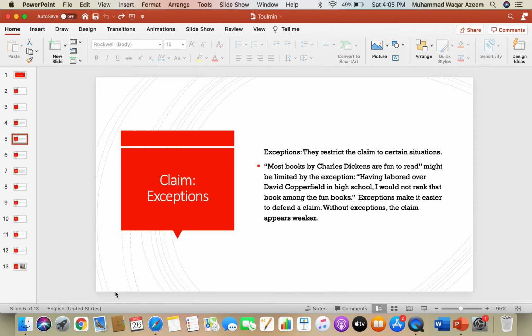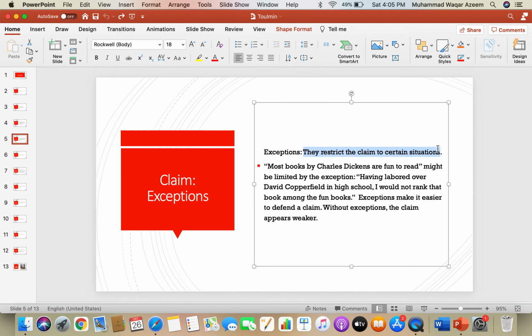What does that mean? That means in their claim, they restrict the claim to certain situations. Let's read this example. Most books by Charles Dickens are fun to read, might be limited by the exception. Having labored over David Copperfield in high school, I would not rank that book among the fun books. Exceptions make it easier to defend the claim. Without exceptions, the claim appears weaker.